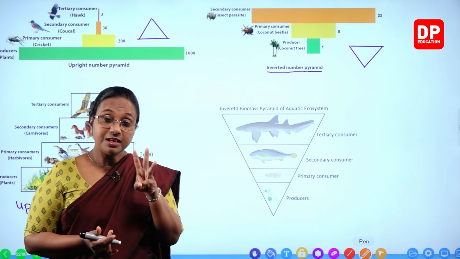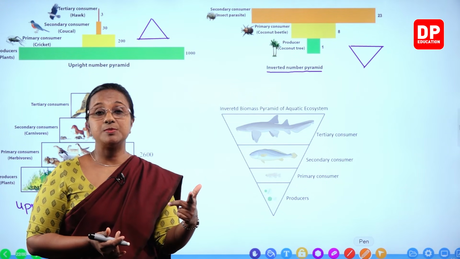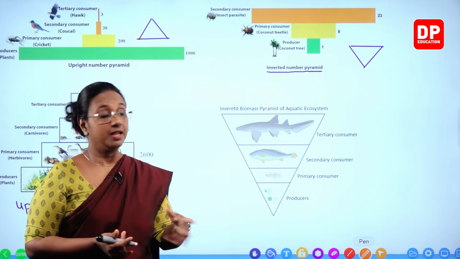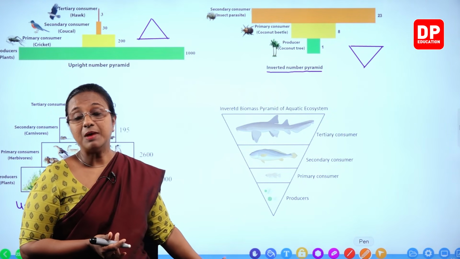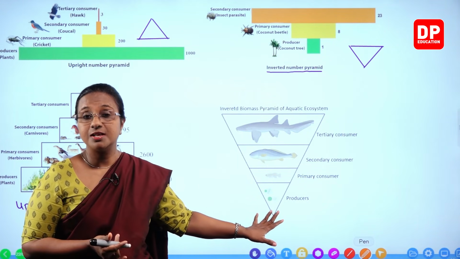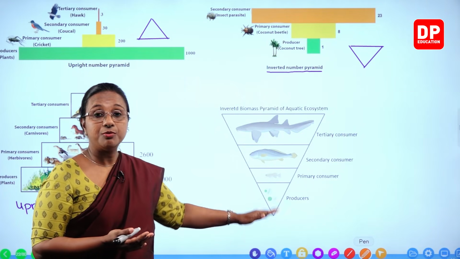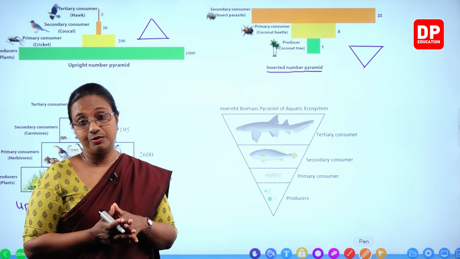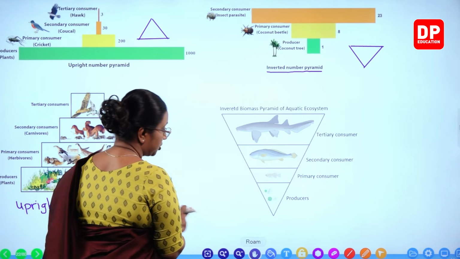There are actually 3 different categories of pyramids. You all know the number pyramid, biomass pyramid and energy pyramid. Here, of course, we are discussing the number pyramid and the biomass pyramid. So, I have explained the normal formats or the types of pyramids and the number and biomass that you get in an ecosystem. Now, if we go back to the question.